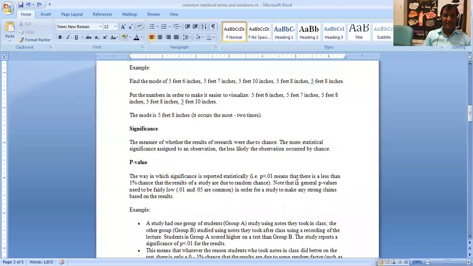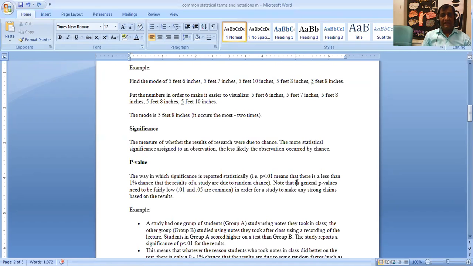Significance is the measure of whether the results of the research were due to chance. The more statistical significance assigned to an observation, the less likely the observation occurred by chance. P-value is the way in which significance is measured statistically. P less than 0.01 means that there is less than a 1% chance that the results of a survey are due to random chance.